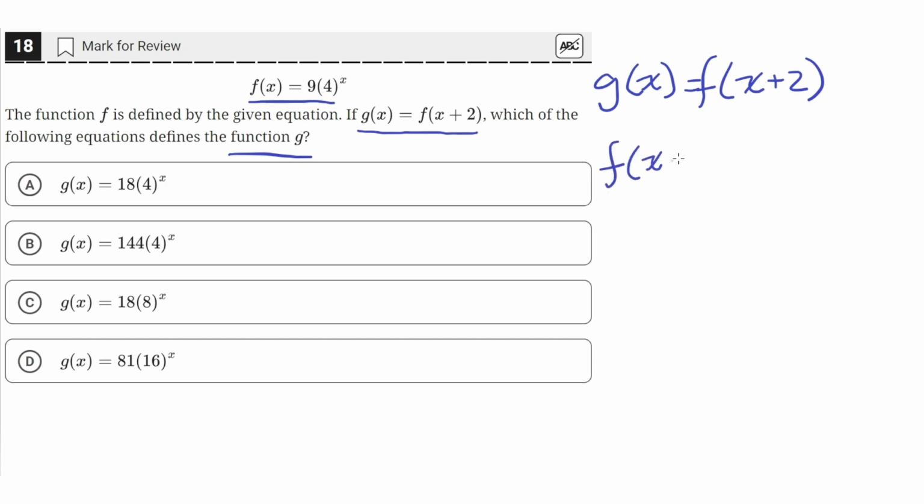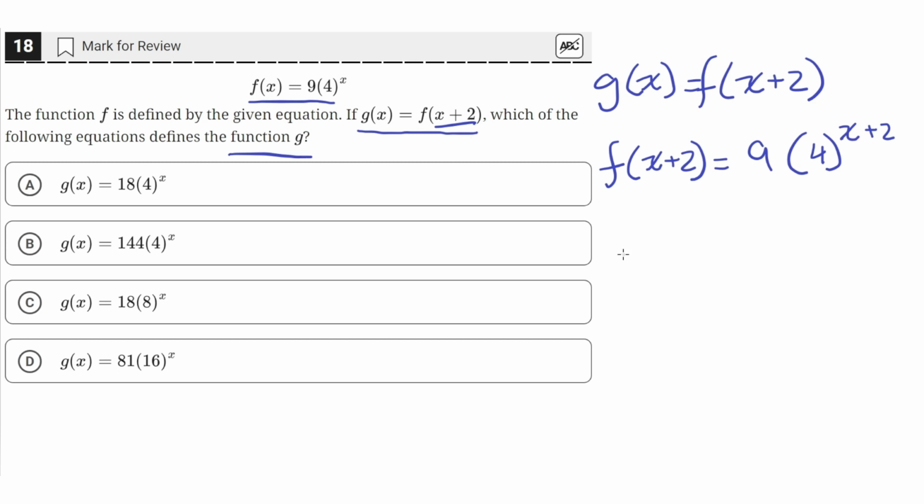So f of x plus 2 equals 9 times 4 raised to the x plus 2. So x just got replaced by x plus 2 instead. So now, using the property of exponents, we can simplify this down.